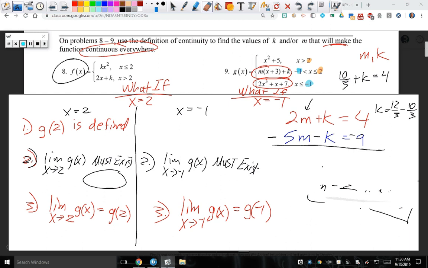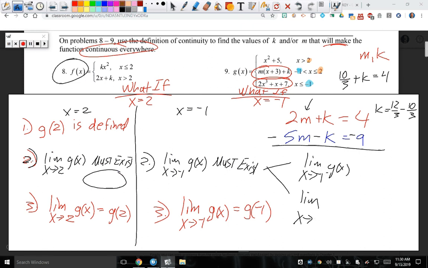Make sure on the test that you put on this step both one-sided limits. So you would say the limit of g of x as x approaches negative 1 from the left and negative 1 from the right. If I approach negative 1 from the left, what would be my answer right here? 4. And if I approach negative 1 from the right, what would it be? 2m plus k.